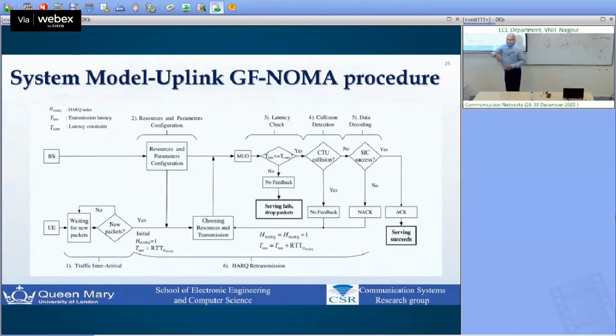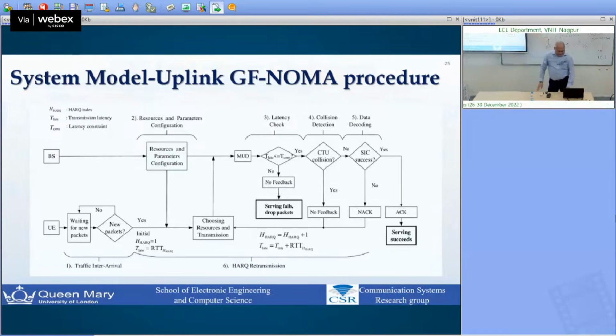Then the final one. Here at the receiver we are going to have successive interference cancellation. If that one fails, then no acknowledgement. Only if all these are satisfied will the acknowledgement be sent. So latency constraint met, collision detected, successive interference cancellation done perfectly, then only will the acknowledgement be sent.